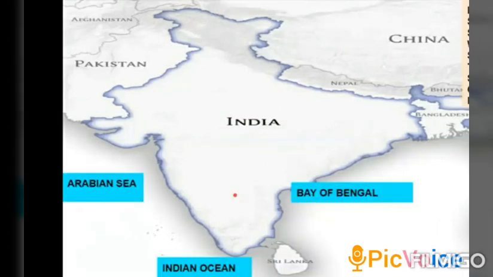The Indian subcontinent is surrounded by water on all three sides. That is, the Arabian Sea on the west, the Bay of Bengal on the east and the Indian Ocean towards the south. And you can see the map of India is tapering in the downward direction. So this triangular part of India is called the Indian Peninsula.